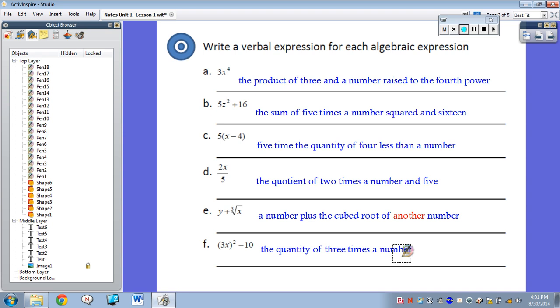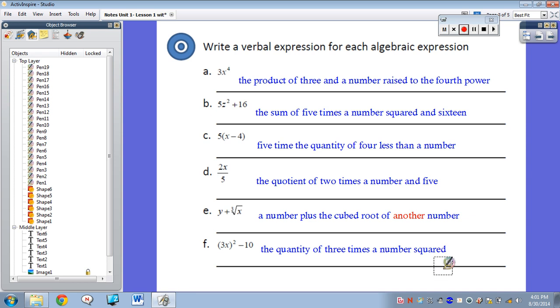And then what are you doing to that inside of the parentheses? You're raising it to the 2nd power, so that's squaring it. So the quantity of 3 times a number squared. And then you're subtracting 10 or minus 10.